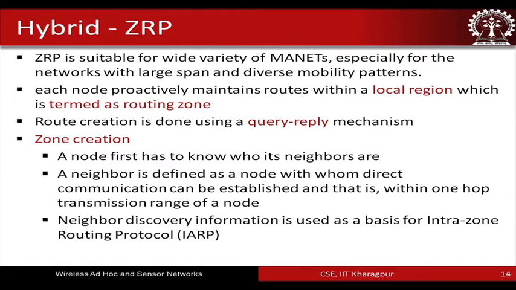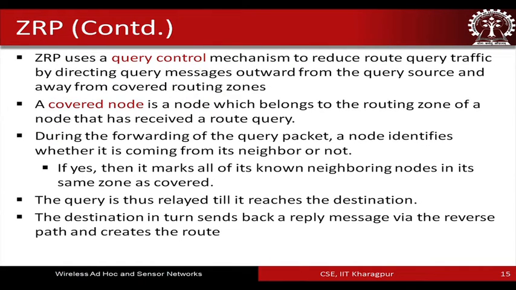So, a node first has to know who its neighbors are. A neighbor is defined as a node with whom direct communication can be established, and that is within one hop transmission range of a node. The neighbor discovery information is used as a basis for the intra-zone routing protocol, IARP. ZRP uses a query control mechanism to reduce the route query traffic by directing query messages outward from the query source and away from the covered routing zones.